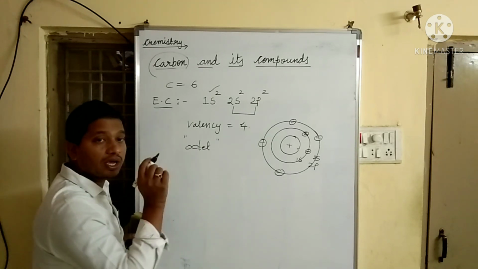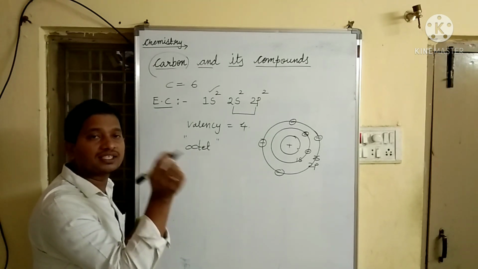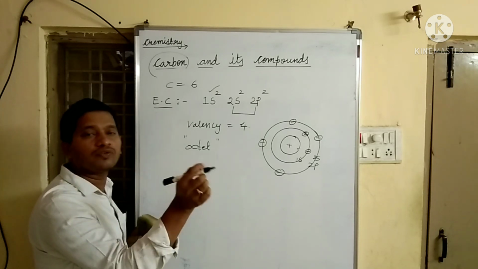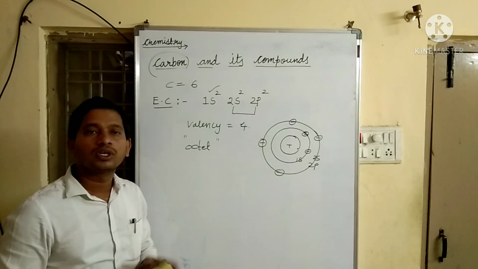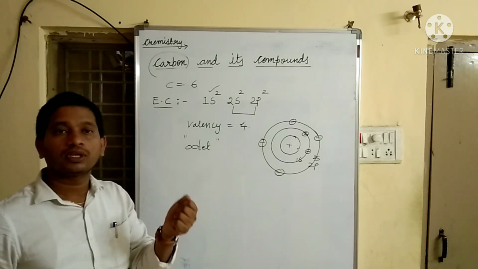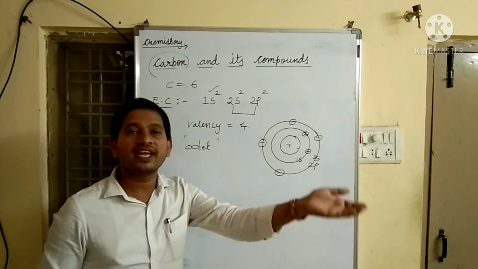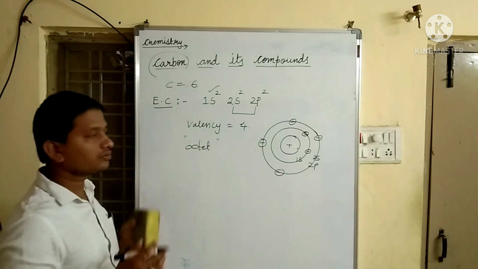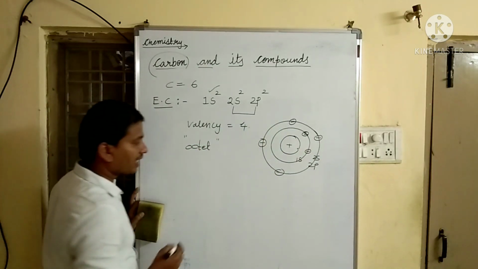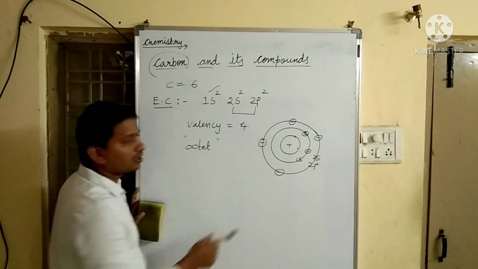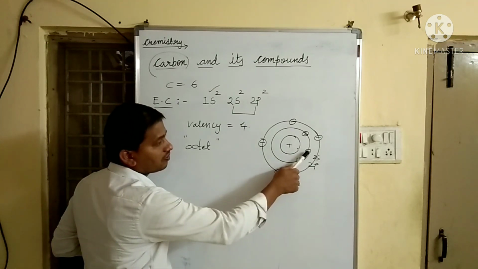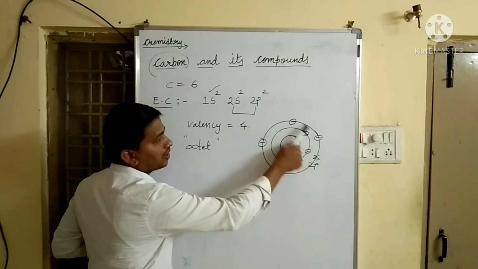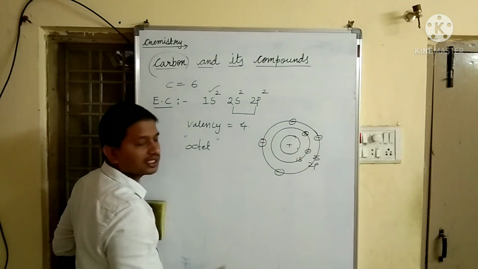Every element always tries to get octet configuration. In the case of carbon also, suppose carbon gains 4 electrons. How many electrons does it have in total? It has 1, 2, 3, 4, 5, 6. 6 electrons.